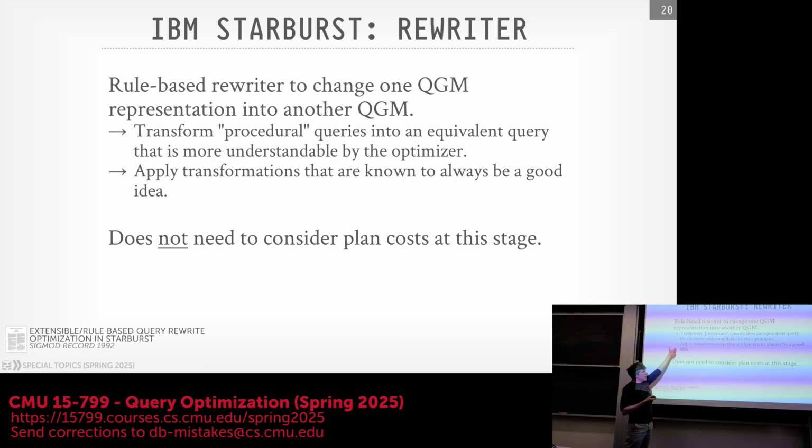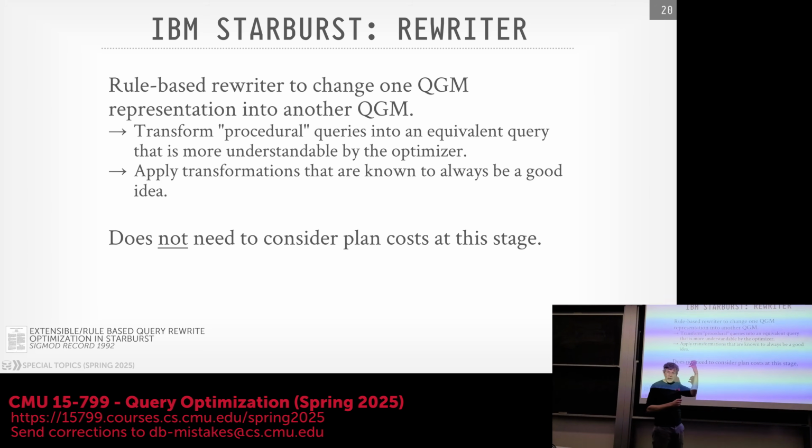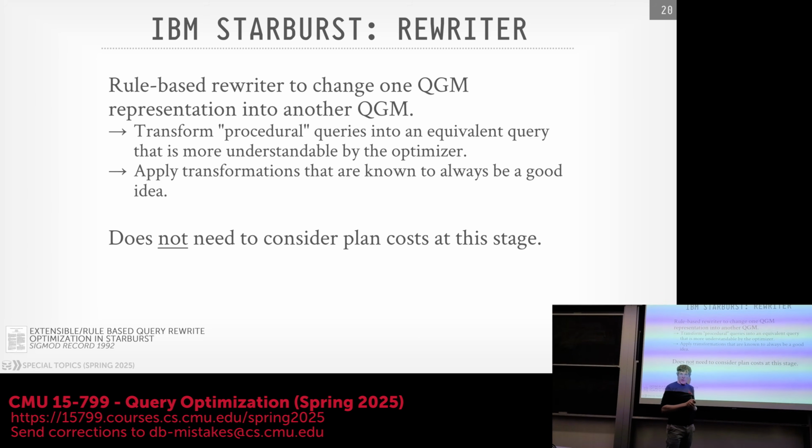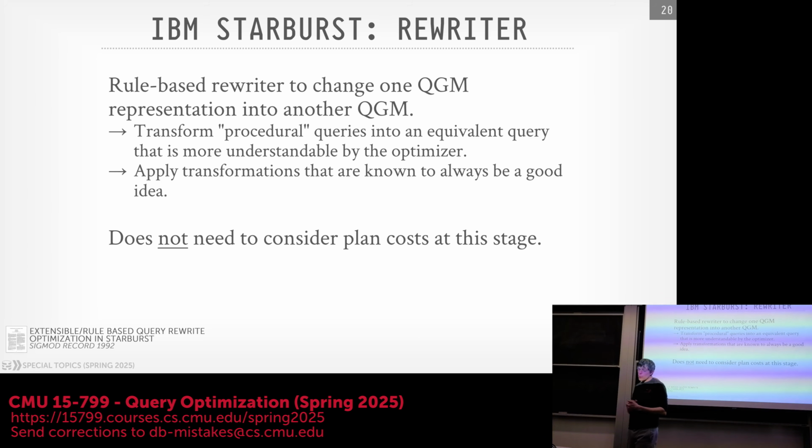And it's basically by applying transformations that we know are always going to be a good idea without ever referring to a cost model. Because that's an expensive lookup to go derive some cost estimate of what you think the query plan is going to be, or what the query is going to do.